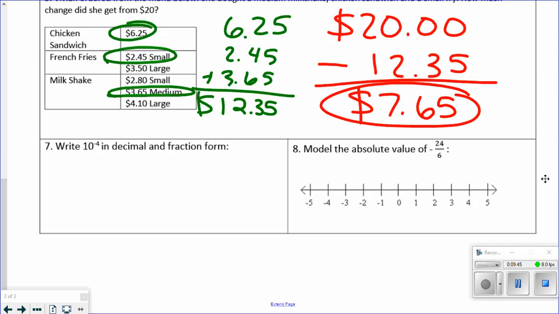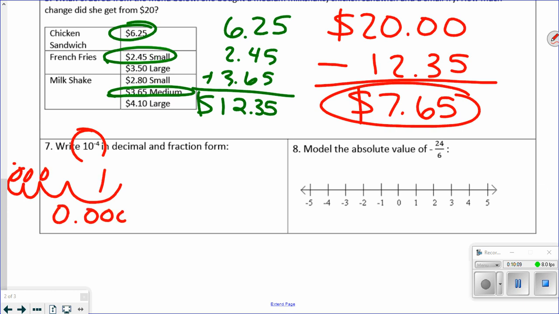And finally, to close things off, we've got number 7 and 8. This should be a review from last week. So 10 to the negative 4 is a power of 10. It doesn't mean a negative number. It means a decimal between 0 and 1. So for decimal form, I'm going to start with 1. I'm going to move once, twice, 3 times, 4 times. And fill in my zeros, so it should be 0.0001. That's for the decimal form. Fraction form, remember we put it under 1, and we make that exponent positive. You could also write it like this.